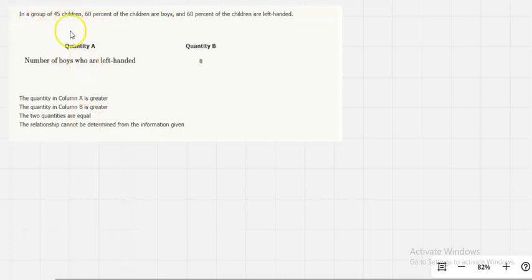So, in a group of 45 children, 60% of the children are boys and 60% of the children are left-handed. Quantity A: number of boys who are left-handed. Quantity B: 8. Now, this is a quantitative comparison question. What we are required to do here is to compare the two quantities.